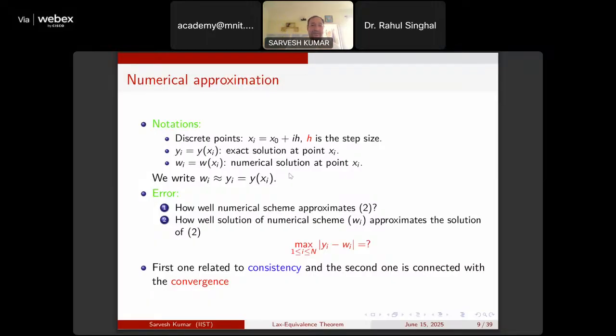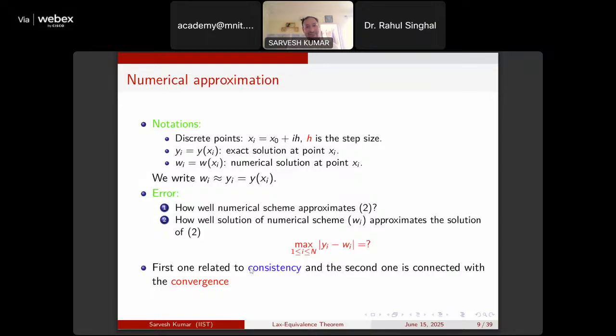As I said, we have discussed a domain. Here, on the interval, I can fix some point x, plus h is the step size. You can make it uniform, and y is the exact solution at the point x, and w is the numerical solution. So there are two types of error. First, how well the numerical scheme approximates your given equation. Second, how well the solution of this numerical scheme, that is wi, approximates the solution of 2. That means this error we have to see.